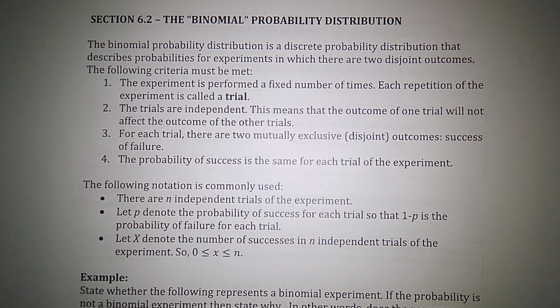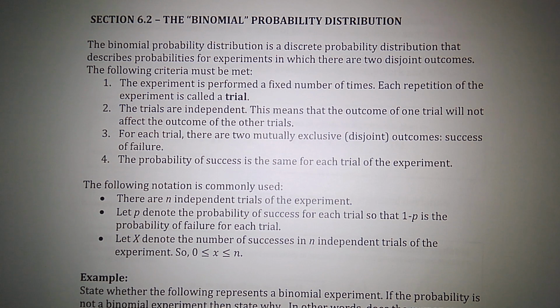Number 2. The trials are independent. This means that the outcome of the first trial will not affect the outcomes of the other trials. Back to the coin example, this is a good example of that. Whether or not I received a heads on the first trial does not affect the probability of heads on the second trial. Number 3. For each trial, there are two mutually exclusive or disjoint outcomes, success or failure. This is true for heads and tails since there are only two outcomes.